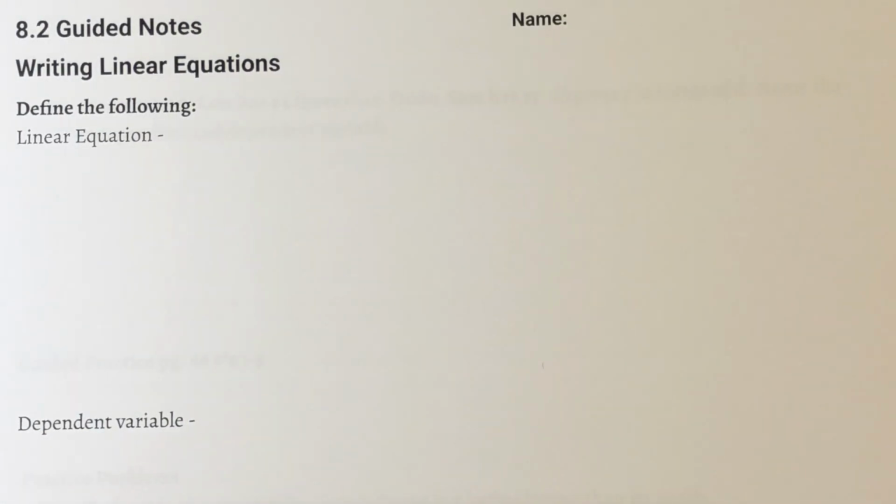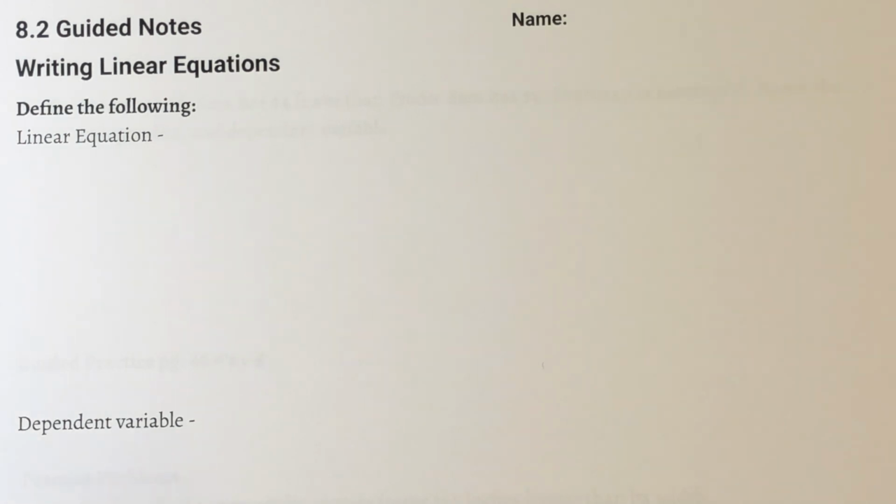So today we're going over 8.2, which is writing linear equations. We're going to be going over how to write linear equations, how to identify independent and dependent variables, how to chart your information, and then graph your equation.